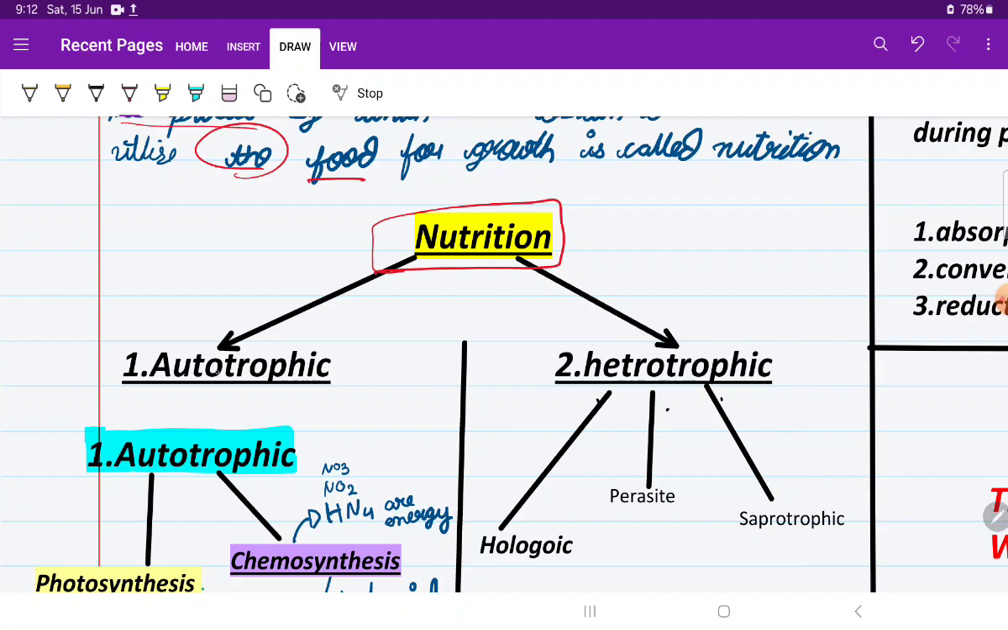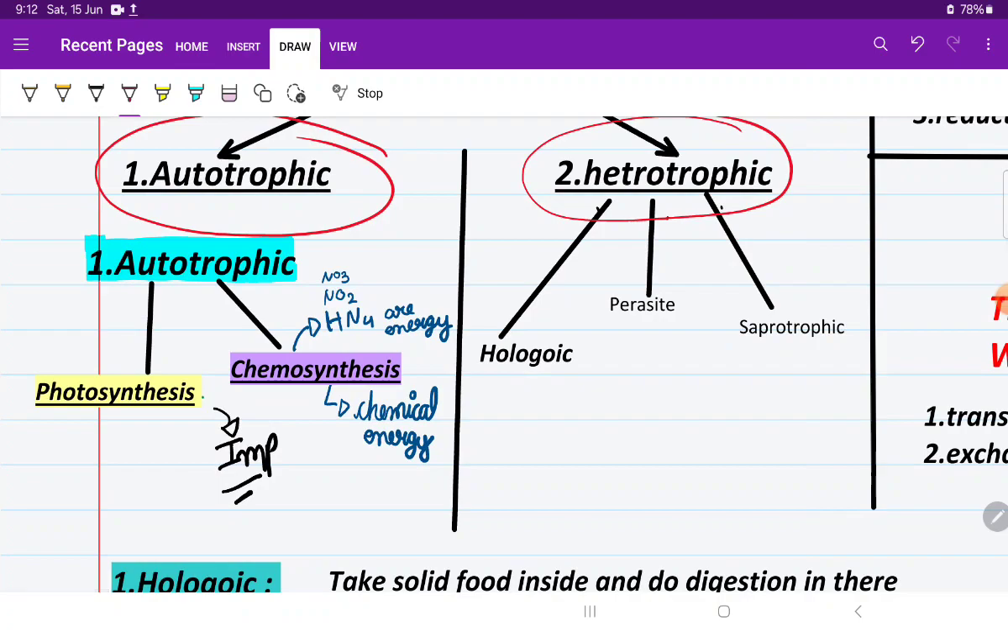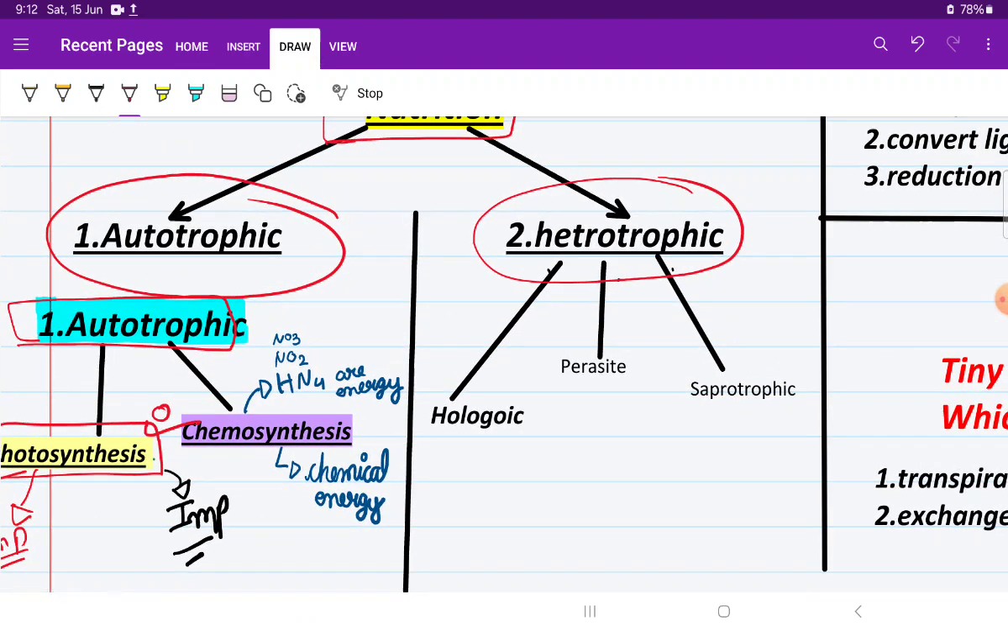Now there are two types of nutrition. One makes their own food, that is known as autotrophic, and one depends on others, that is known as heterotrophic. Let's first see the further division in autotrophic. Autotrophic divides into photosynthesis and chemosynthesis, and photosynthesis is the most important. This was also asked in the 2024 board pattern. So mark it in your notebook. Now let's see the division of heterotrophic: holozoic, parasite, and saprophyte. Parasite is the important one.